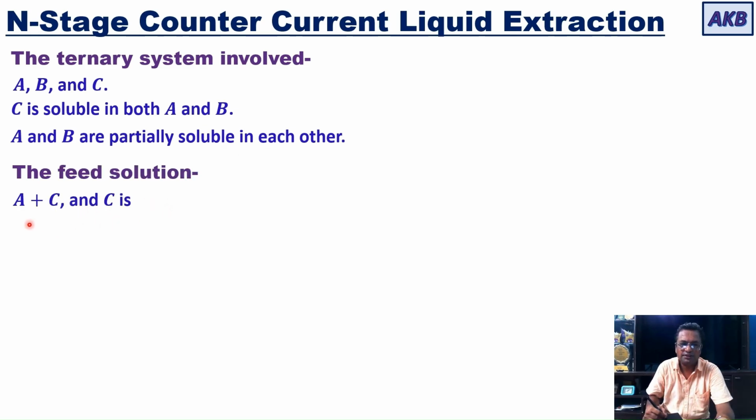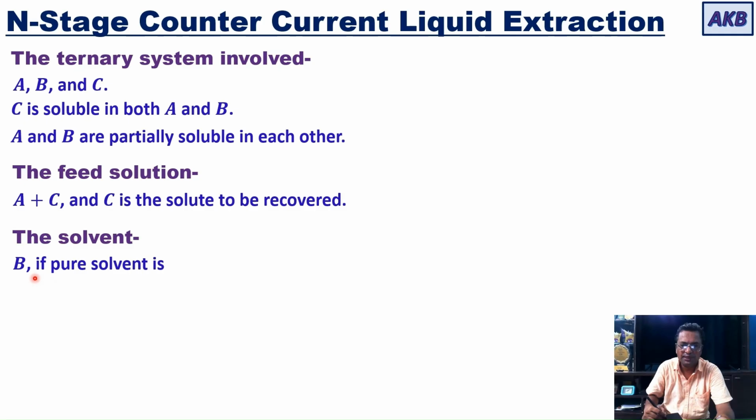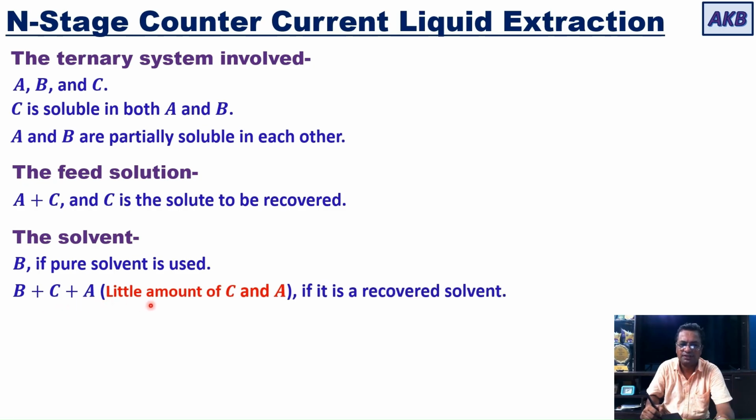And the feed solution in this case is a solution of A and C, A plus C, where C is the solute to be recovered. The solvent is B if you are using pure solvent, and it would be B plus C plus A, where A and C will be present in a little amount, when you are using a recovered solvent. So if you are using a recovered solvent, the solvent phase will have the majority of B in it and a little amount of C and A. And if you are using pure solvent, it will be just B.